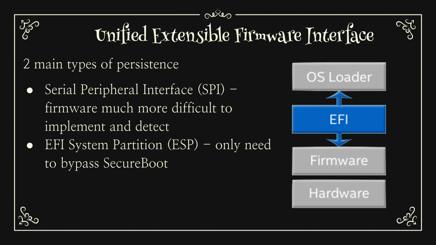Of course, the first is much harder to implement and also harder to detect. The SPI type persistence will persist across even formats because it's on the hardware itself, while ESP is a separate partition. So when you format the machine, you'll actually format over the top of any persistence that you have in the ESP partition too.